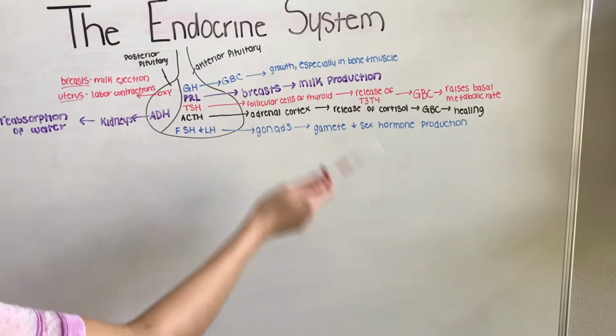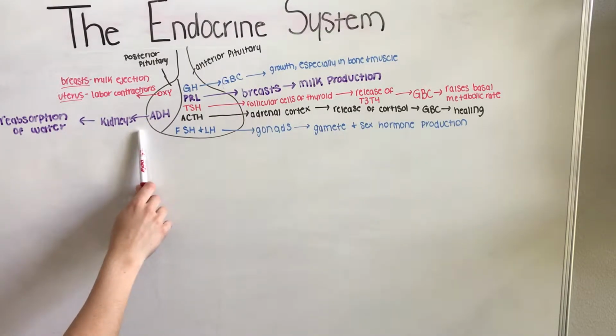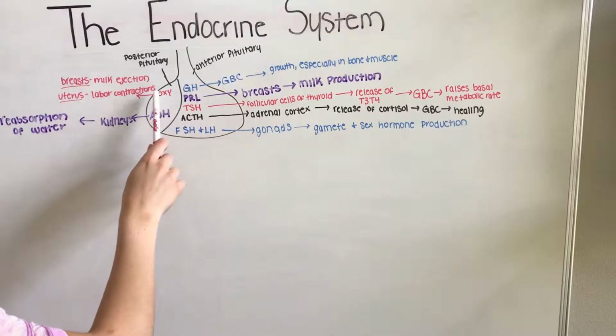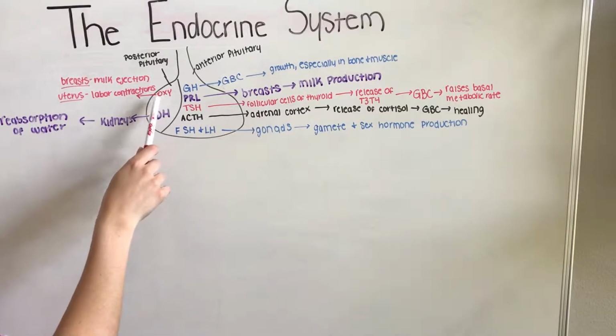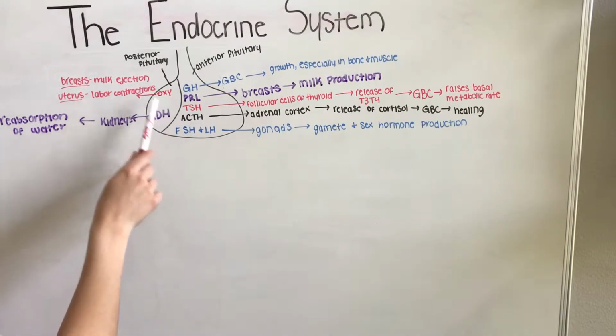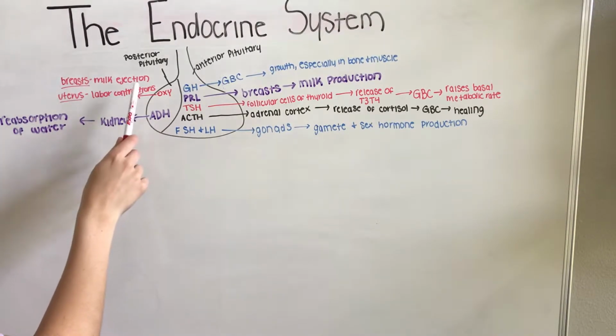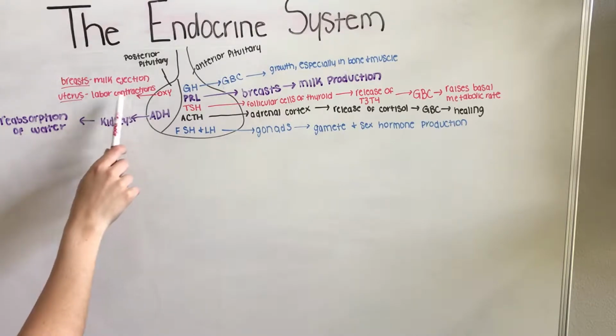So now the posterior pituitary stores these two hormones, again made by the hypothalamus. So the first one is oxytocin. Oxytocin targets both the breasts and the uterus. In the breasts, it causes milk ejection, and in the uterus, it causes labor contractions.